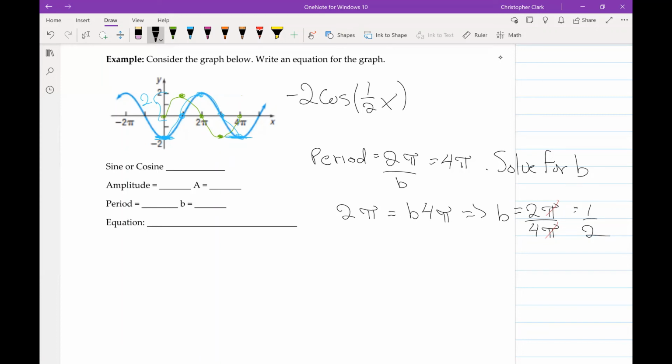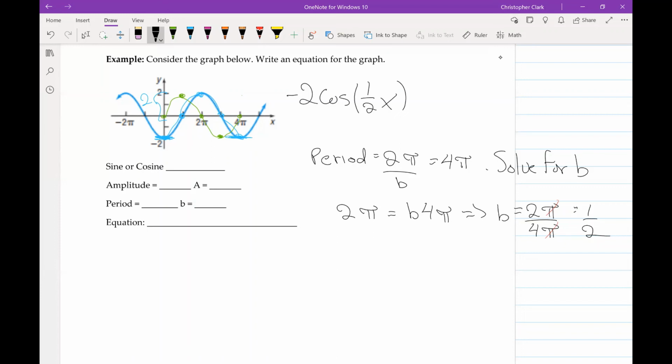Because remember that the things that are in the argument do the opposite of what they normally do, right? If we're dividing by a number, this means that the period gets larger. Or in this case, multiplying by a number less than 1 is the same as dividing. And so it would normally make it smaller, but because it's in the argument, as we showed before, it actually will stretch the period. So we expect that because the period has been stretched, b is a number less than 1. And in fact, we get b is 1/2.